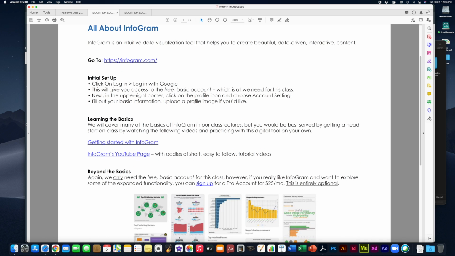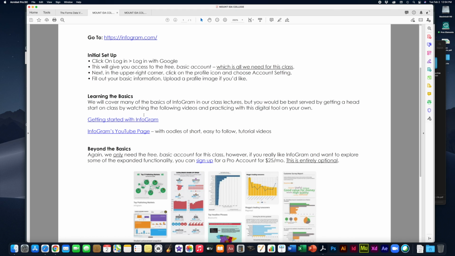Now, the other thing you're going to do this week is get to know the basics of Infogram. You're going to play around with it and learn how to use the software. We're going to cover some of it in class, but I really want you to spend some time on your own, toying around with it and getting to know it. To do that, you would be best served by getting a head start on the class by watching these two videos.